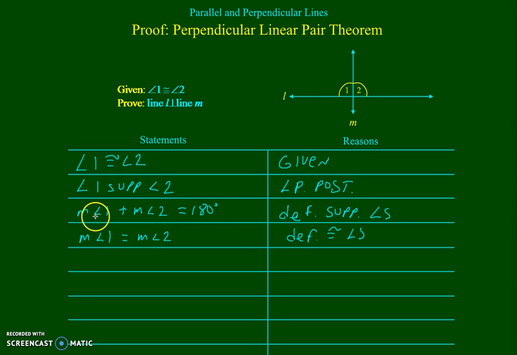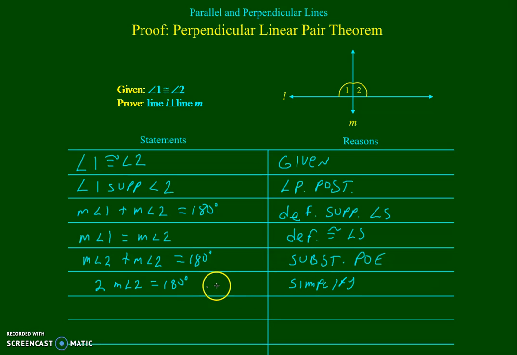So I'm choosing to substitute the fact that the measure of angle 1 equals the measure of angle 2, so I'm going to substitute angle 2 in for this angle 1 in this expression. And that's the substitution property of equality. Now I can simplify this expression, combining like terms, and we have 2 times the measure of angle 2 equals 180. You could have said simplify or combine like terms or whatever valid mathematical reason you want to use for that, but the easiest way is just to say simplify.